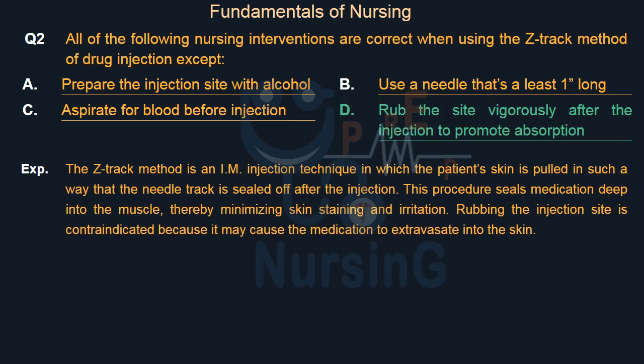The Z-track method is an IM injection technique in which the patient's skin is pulled in such a way that the needle track is sealed off after the injection. This procedure seals medication deep into the muscle, thereby minimizing skin staining and irritation. Rubbing the injection site is contraindicated because it may cause the medication to extravasate into the skin.